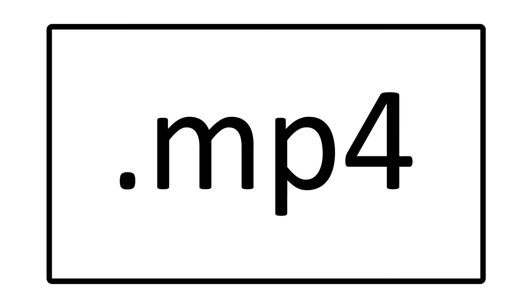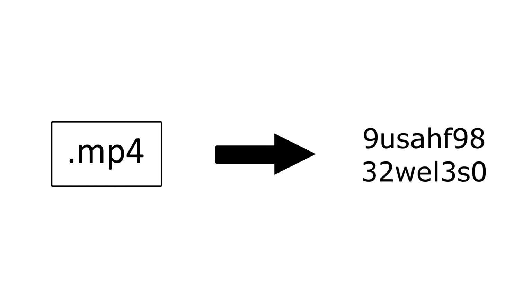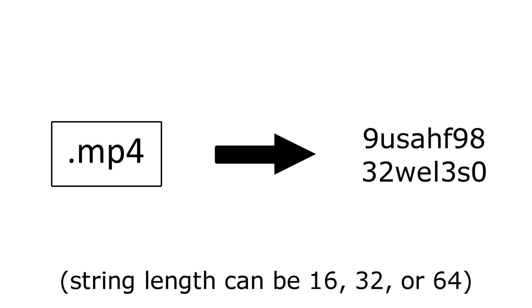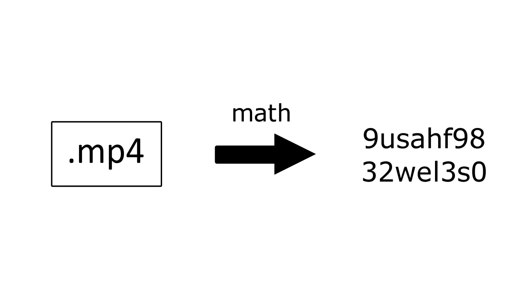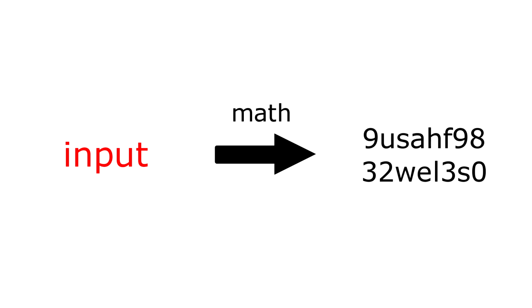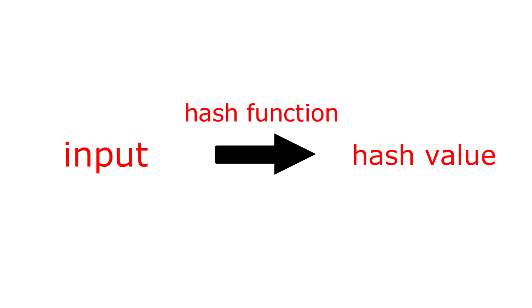Hashing is the process of converting something, say a video file, into a string of text that has a certain length that represents the file by using a mathematical algorithm or formula. In other words, the file we want to convert is the input. The mathematical function that is used to convert is called a hash function, and the resulting output is the hash value.